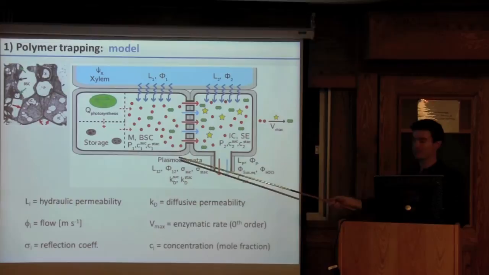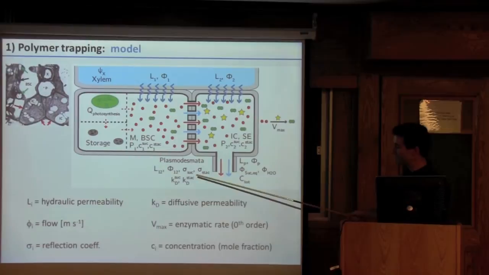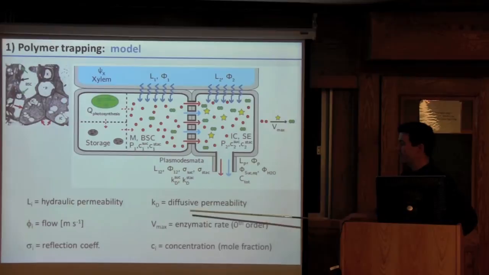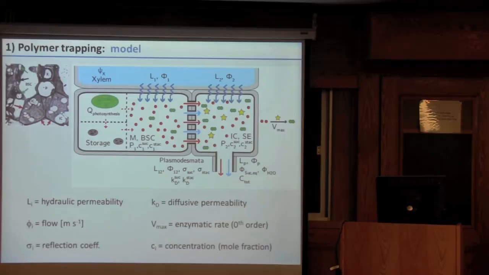Okay, and so this has hydraulics in it. It's gonna have flows. There'll be flow speeds. There's gonna be Phi's. Eventually, I'm not gonna have them out explicitly, but we're gonna get to some reflection coefficients, effective reflection coefficients for this plasmodesmal membrane that's acting like an osmotic membrane. We're going to account for diffusion. I'm going to run the enzymatic kinetics at zeroth order, Vmax. We can do this with full Michaelis-Menten, but I'm going to run it at zeroth order.